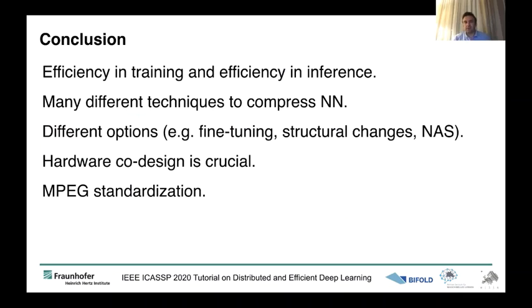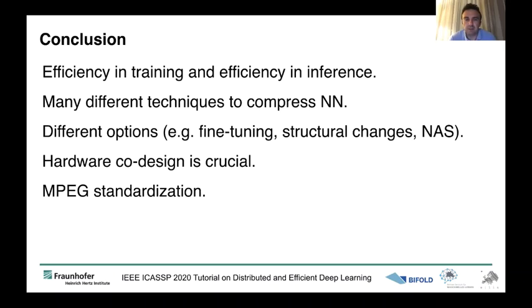Good, that was it. Let me conclude. So we saw that efficiency in training and efficiency in inference is very important. We saw different techniques to compress, to prune, to represent networks. We discussed that there are different options, that fine-tuning plays a role, and that structural change and neural architecture search can give you more options than just compression. In practice, hardware co-design is often crucial. So you don't only need to compress your network, you also need to adapt the hardware.